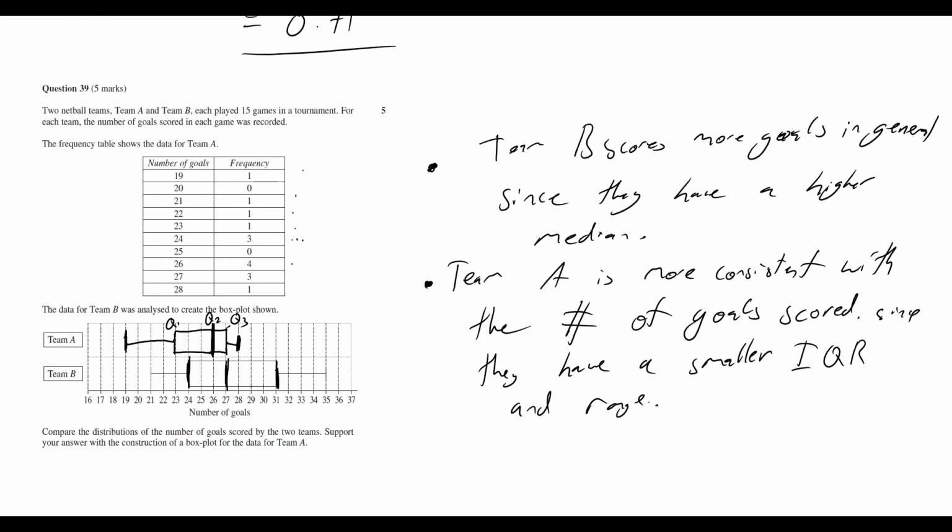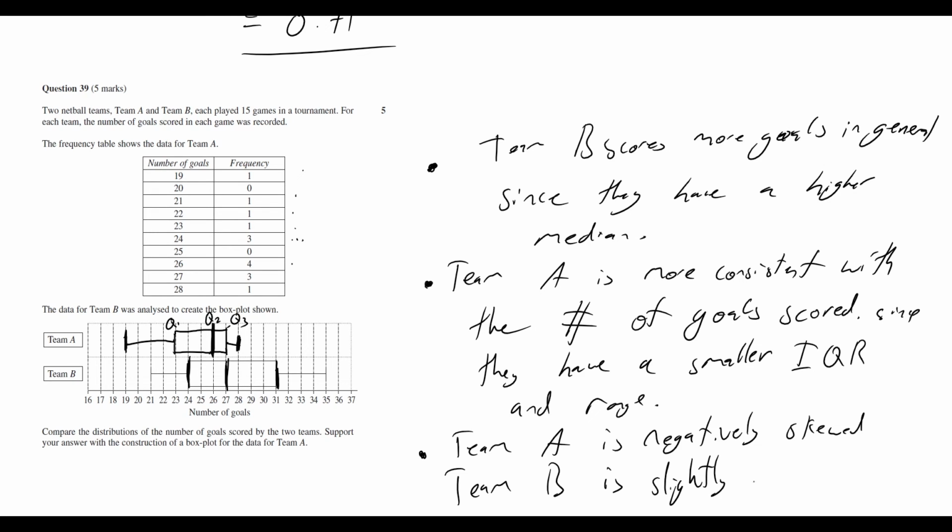Okay, cool. So one of the last things that we can say is about the skewness. So looking at the skewness of these, well, we can see that Team A is negatively skewed, meaning that the majority of the data for Team A is up to the right end of this. And then we see that for Team B it's very, very slight here. So we would say it's slightly positively skewed.